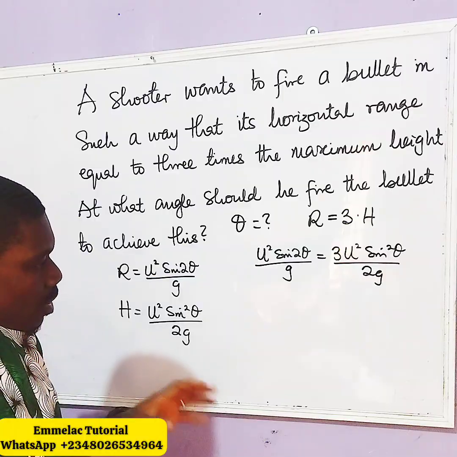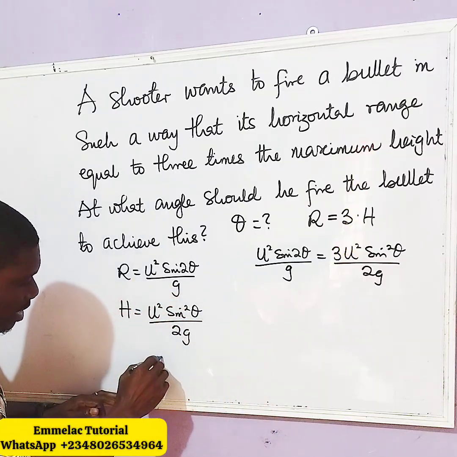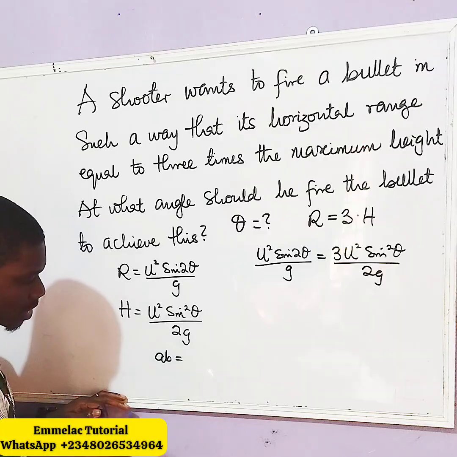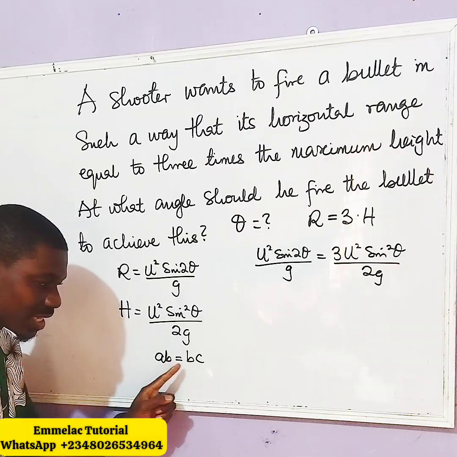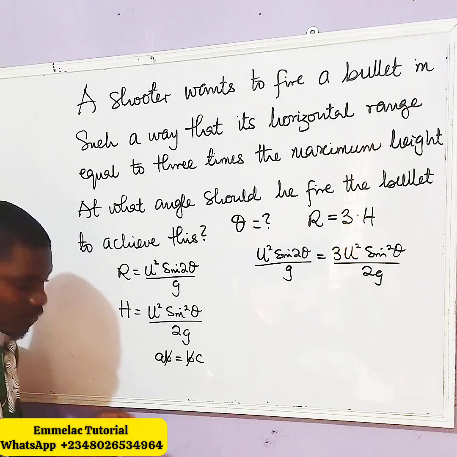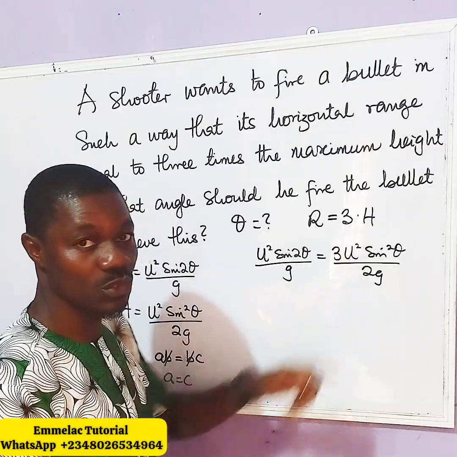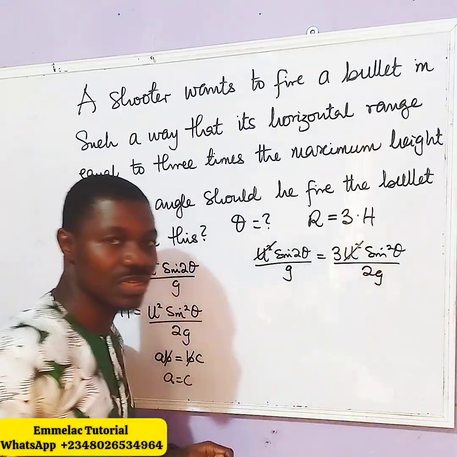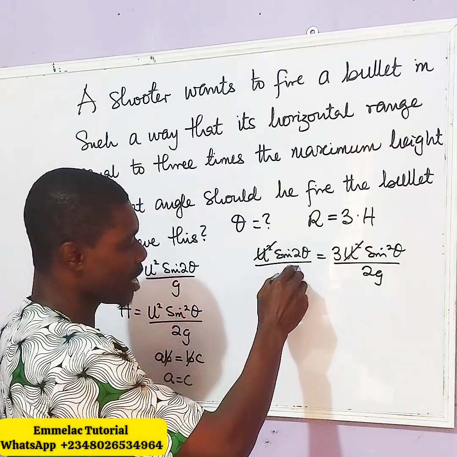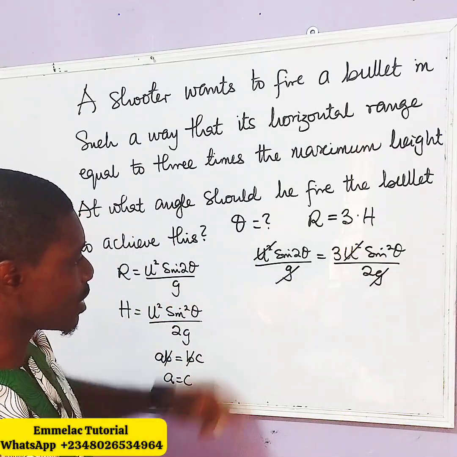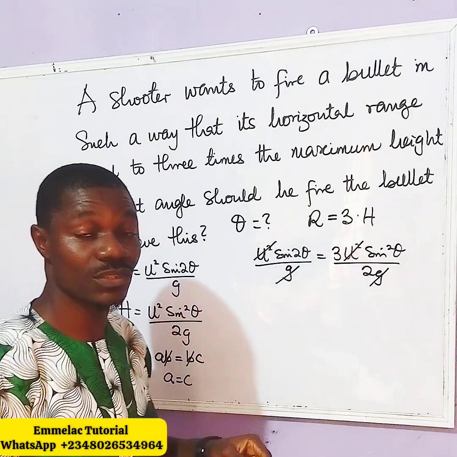Now I'll be doing a bit of mathematics, although physics and maths are related. If we have, let's say, AB equals BC, as long as we have a common term between the left hand side and the right hand side, we can eliminate this B, and we end up having A equals C. Let us now apply this rule here. Here you have u squared, here you have u squared, we can eliminate that. Here we have g and here we have g, we eliminate. So we're now left with sine 2 theta on the left hand side, and 3 sine squared theta over 2 on the right hand side.